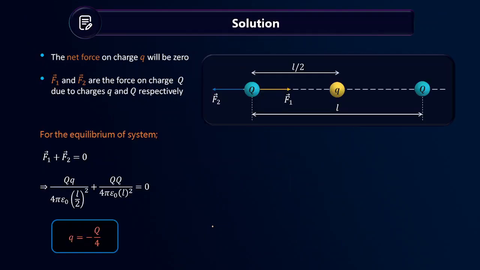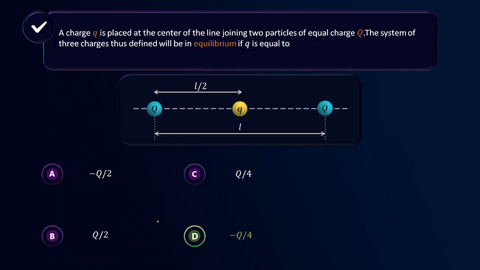So in this case, again, net force should be equal to 0. So k q Q divided by 4 pi epsilon naught, L by 2 square. This term, 1 by 4 pi epsilon naught, is nothing but k only. So you get the value as minus Q by 4. Answer is D.